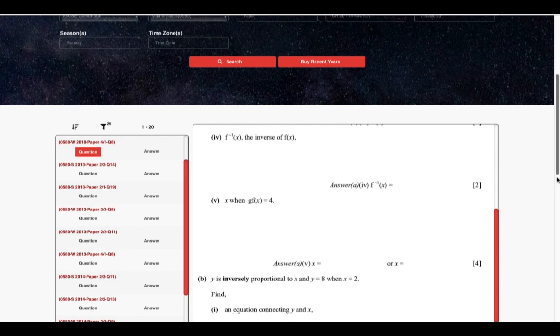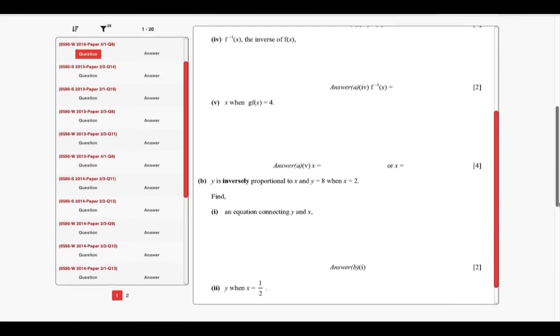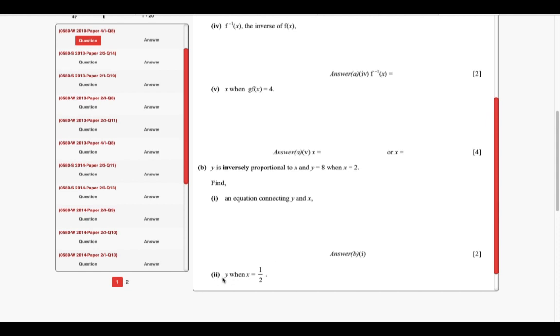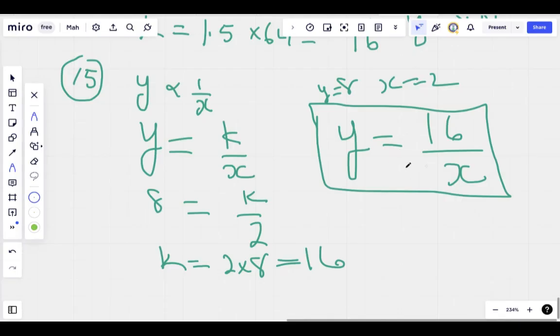What about B? Okay, look at the B. The room of figure 2. Then the next is the equation connecting x and y, and then find y when x is half. So are we going to use the equation we just found? Yes. Okay, we just use this equation.